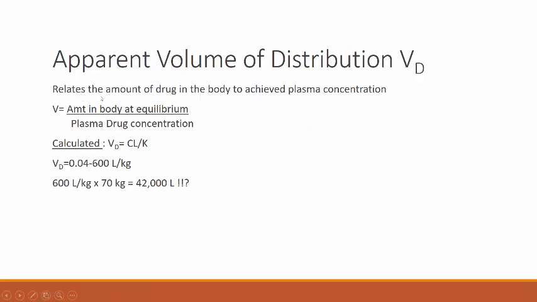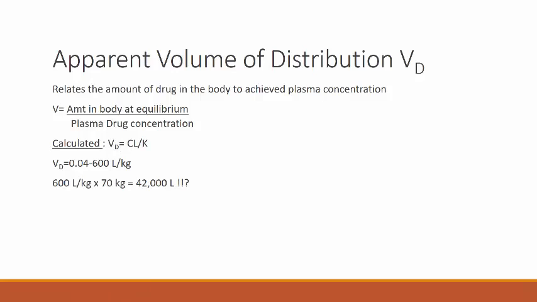Now, apparent volume of distribution. Apparent volume of distribution relates the amount of drug in the body to the achieved plasma concentration. So volume, in this case, is your amount divided by concentration. It would be the amount of drug in the body at equilibrium divided by the concentration that we get. We can also calculate it using the relationship between volume, clearance, and K. This is just a rearrangement of that K, clearance, and volume equation. So we can calculate it by dividing K into clearance to get our apparent volume of distribution.